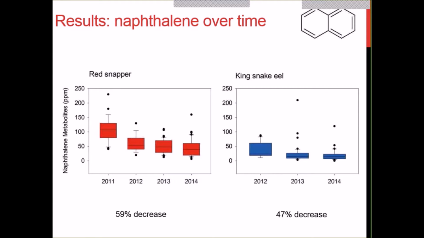Looking at our naphthalene results over time, with red snapper, we started sampling red snapper in 2011, and since 2011, we've seen a 59% decrease in the concentration of naphthalene metabolites. For king snake eel, we started working with them in 2012, and since 2012, we've seen a 47% decrease over time. And this to us suggests that sometime for red snapper prior to 2011, there was an episodic exposure event where there were higher levels of naphthalene in the environment that red snapper were exposed to, and since then, those levels of contamination have declined, and that's been reflected in our biomarker. Although, again, there are many sources of PAHs to the environment.